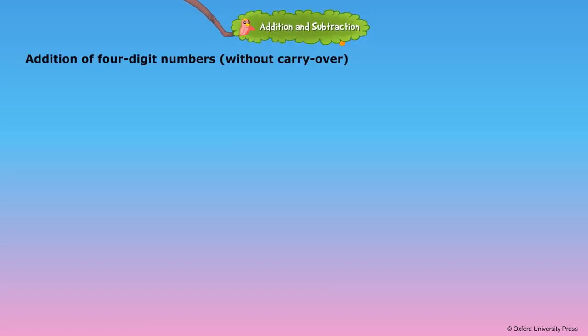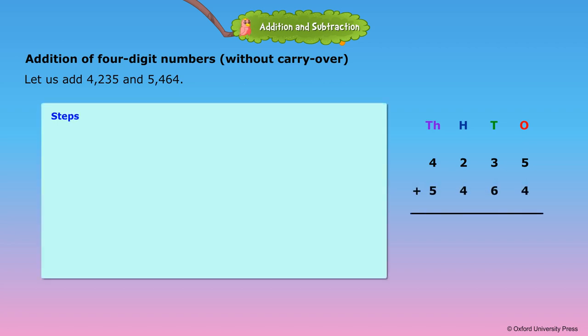Addition of four-digit numbers without carryover. Let us add 4,235 and 5,464. Steps. 1. Add the digits in the ones place.